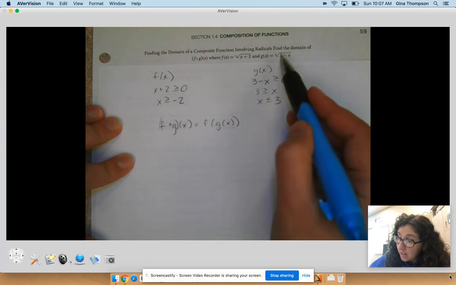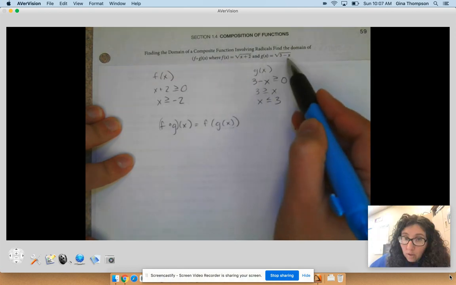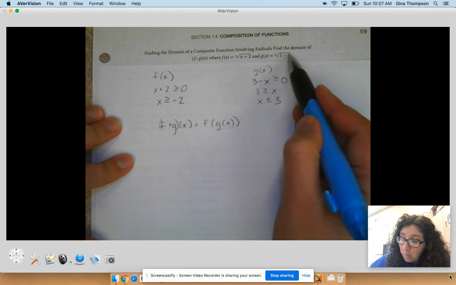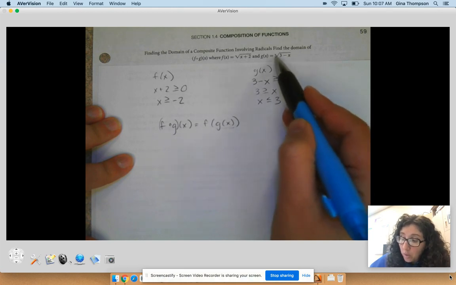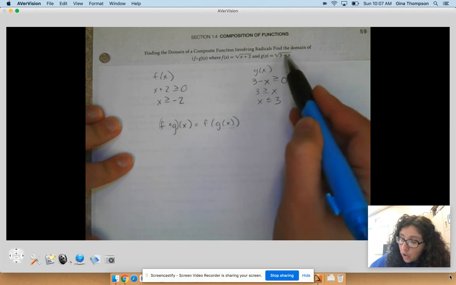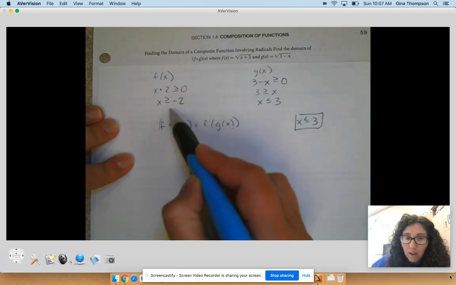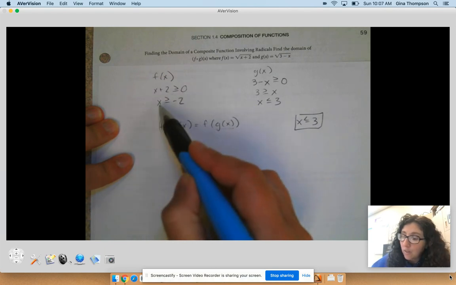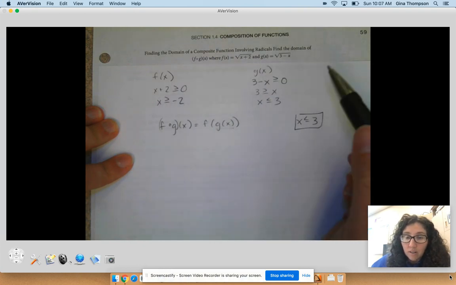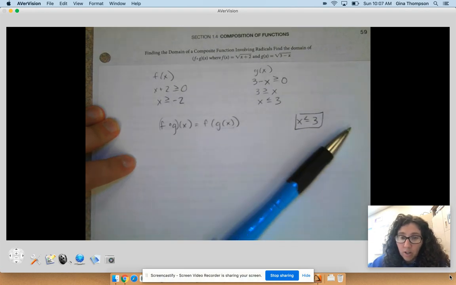Well, we're kind of in luck because let's look at this function. Are the outputs ever going to be negative? No. The outputs are always going to be positive. The outputs are the square root of 3 minus x. That's always going to be a positive or maybe 0, right? A non-negative number. So our outputs for g of x are always going to satisfy this restriction on the domain for f of x. So we don't get any additional restrictions. This is automatically satisfied because of the kind of function that g of x is. So for this function, this is the only restriction. X has to be less than or equal to 3.